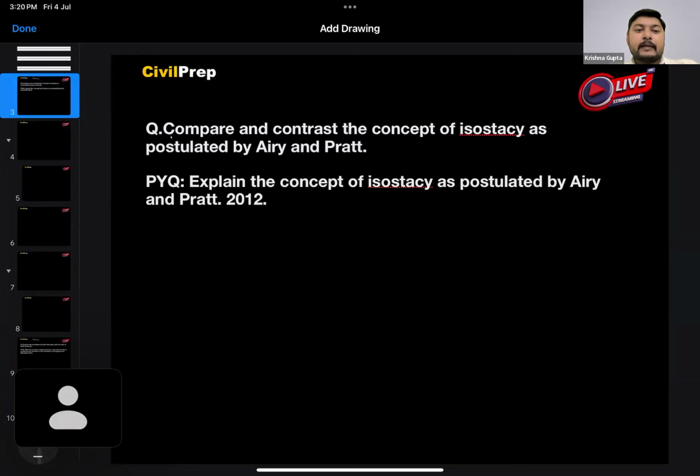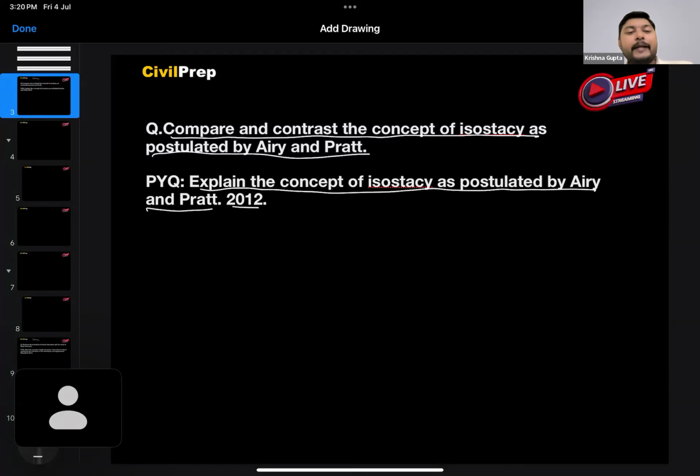The question is: compare and contrast the concept of isostasy as postulated by Airy and Pratt. On the same basis, there is a previous year question that was asked: explain the concept of isostasy as postulated by Airy and Pratt, in the year 2012.